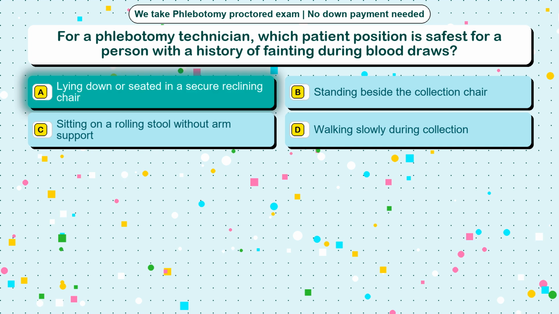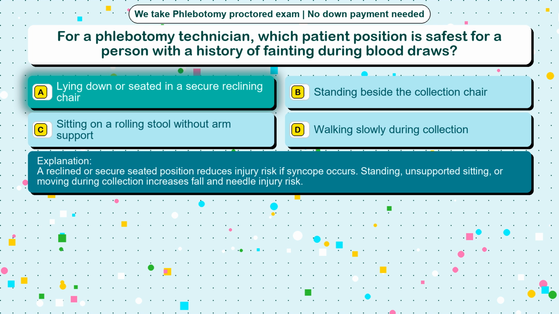The correct answer is option A. Lying down or seated in a secure reclining chair. A reclined or secure seated position reduces injury risk if syncope occurs. Standing, unsupported sitting, or moving during collection increases fall and needle injury risk.